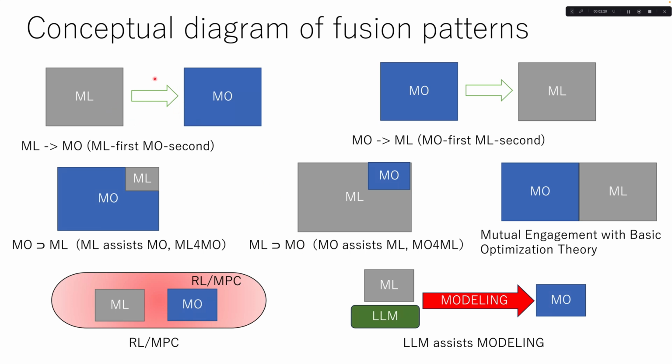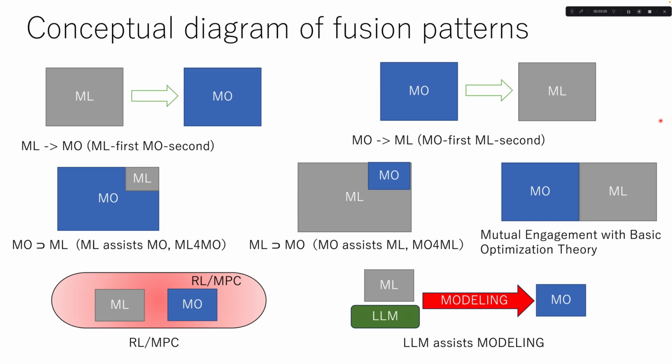In the upper left, we have what I call ML first, MO second. As the name suggests, it involves conducting machine learning first, followed by optimization. Typically, machine learning is used for predictive analytics, while optimization is used for prescriptive analytics. Since it is natural to perform optimization after making predictions, most traditional integrations fall into this category. In the upper right is the opposite pattern, MO first, ML second. This involves using the results of optimization for subsequent machine learning. Although this case is rare in practice, I include it as a category.